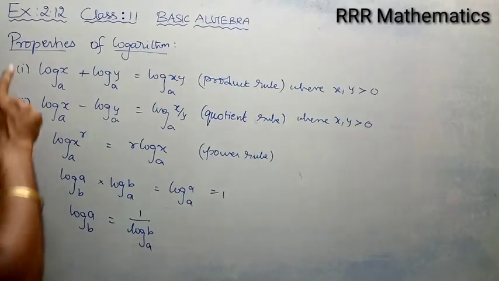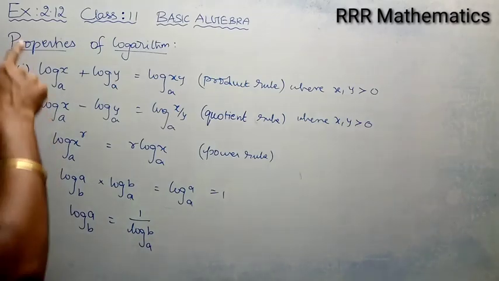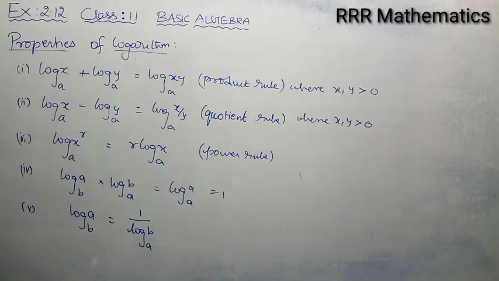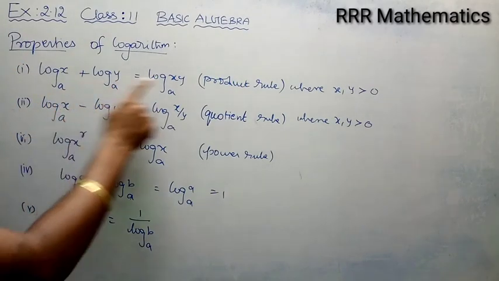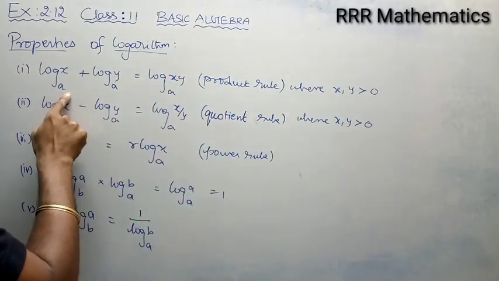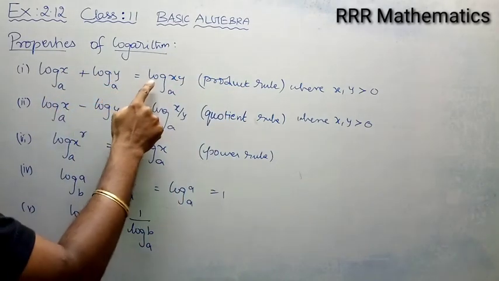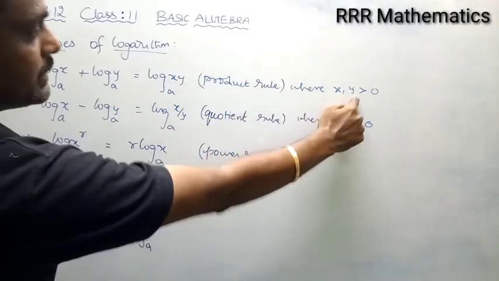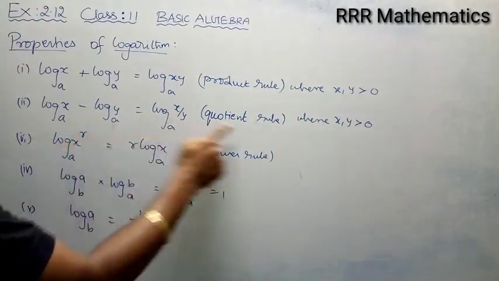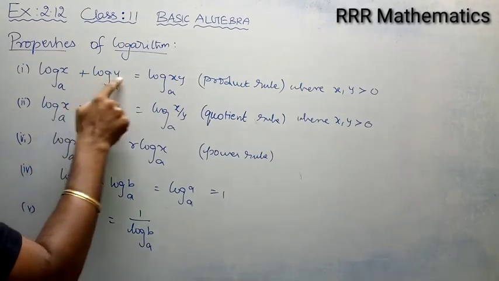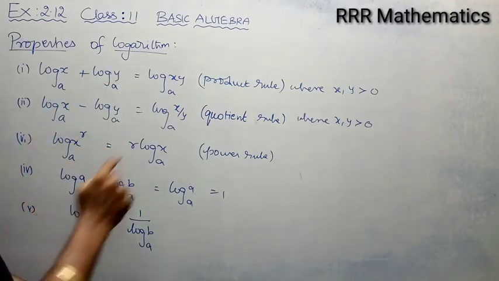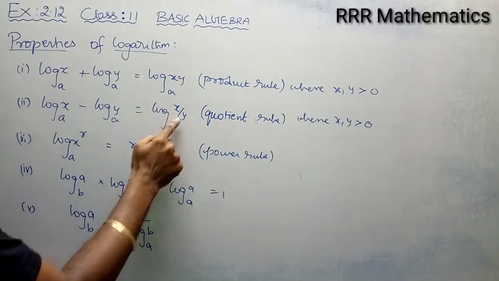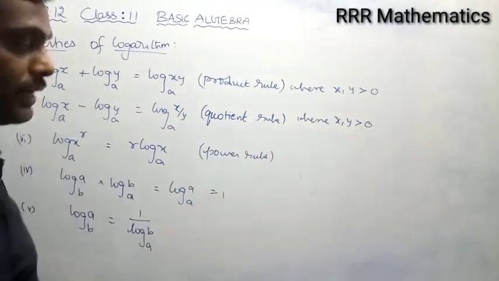Now we are going to use these 5 properties in exercise 2.12 to solve the problem. I'll repeat, this is called product rule. Log x base a plus log y base a equal to log x into y base a, where x and y greater than 0. This is called quotient rule. Log x minus log y, same base a, gives log x divided by y base a, where x and y greater than 0.